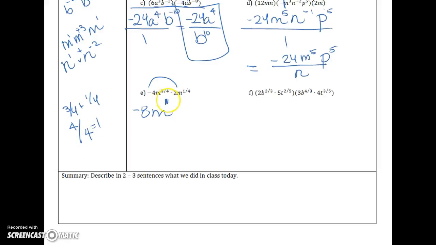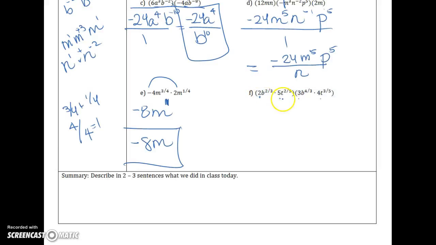And I would hate that if you wrote it and left it like that. So I'm going to write it as negative 8m instead of m to the first power, because that's kind of whack. Alright, last one, a little bit more fraction action for you. Let's do the numbers first. Let's get those out the way. So 2 times 5 times 3 times 4.